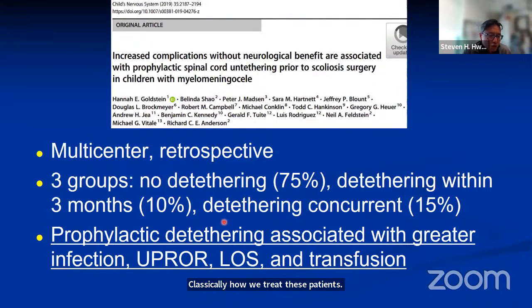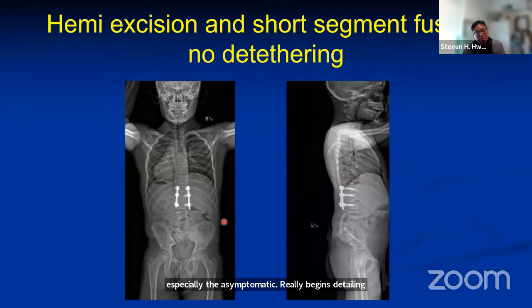And the numbers were fairly small in the 2 other groups, but they actually noticed a higher chance of infection, unplanned return to the OR, and then longer length of stay and transfusion because the surgery is a little bit longer. But infection and unplanned return to the OR was higher if you staged it or detethered them, which is somewhat intuitive. If you're doing detethering, you're getting into the CSF space, you have a high chance of a leak, versus if you just left it alone and didn't touch them. So again, this may speak against detethering, especially the asymptomatic, really against detethering them before deformity correction. In this child, we did a hemi-excision.